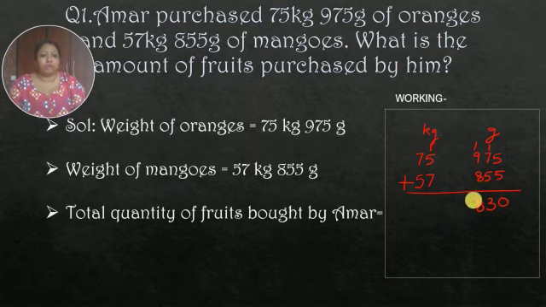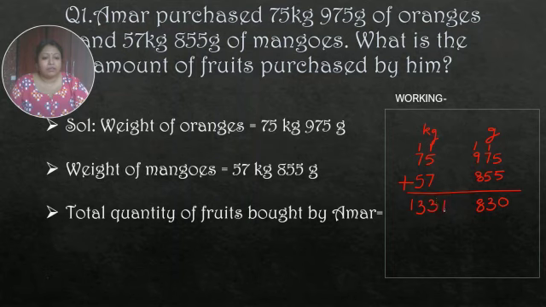Please don't write 1 here. If you write 1 here, that will be wrong. You need to carry it to the kg column, because that is the last column of gram. So here the carried over will be taken here. So let's add this. This is 5 plus 7 plus 1, that again gives us 13. That's right, very good children.